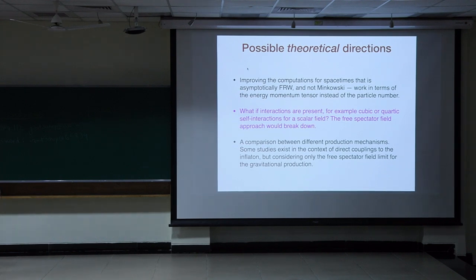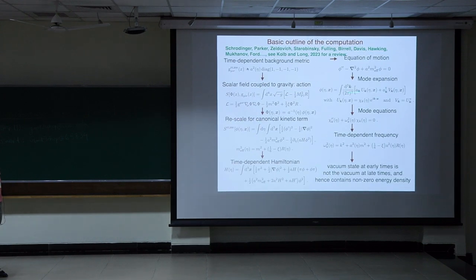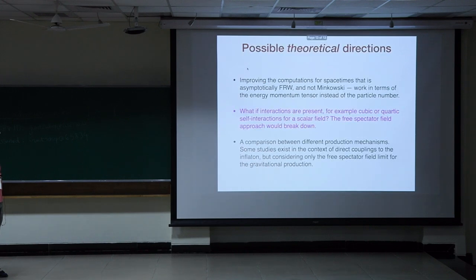The second thing is what if interactions are present. For example, if we started with a scalar field, there may be cubic or quartic self-interactions of the scalar field. And in the presence of interactions, these equations are no longer free field equations. They are modified, and so the mode expansion becomes much more difficult. And in this case, what happens? So that is another interesting thing to think about. Once this is known, one can compare between different production mechanisms, for example, between the gravitational production mechanism and other production mechanisms induced by different couplings. So these are the two things I thought I would point out for possible discussions.